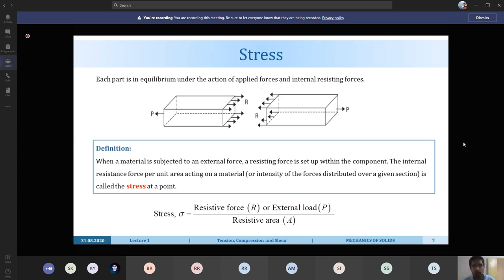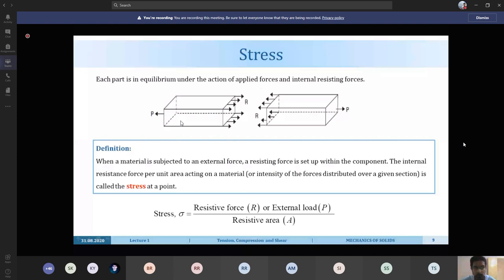So in equilibrium, we can say that the summation of forces will be 0. The one external load acting here is P in the outward direction, and the internal forces developed here will be the reaction, which will be equal to P.